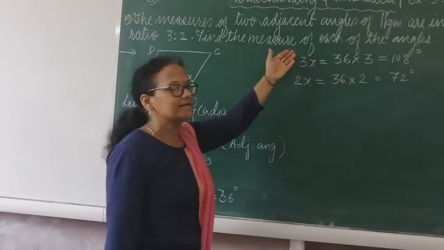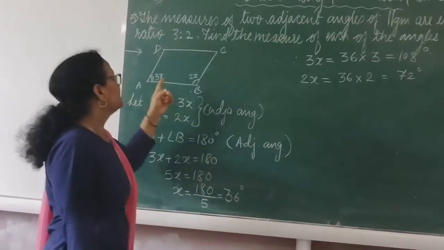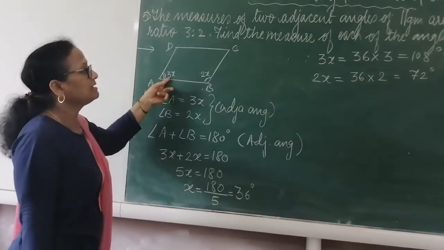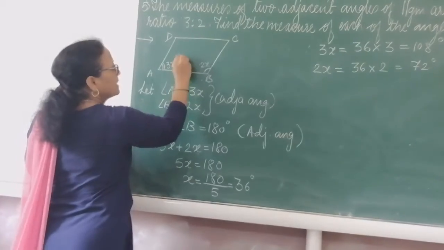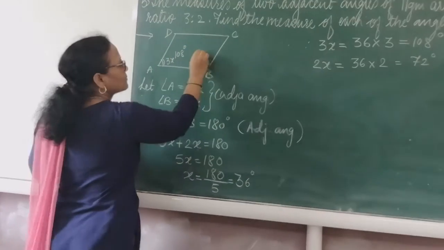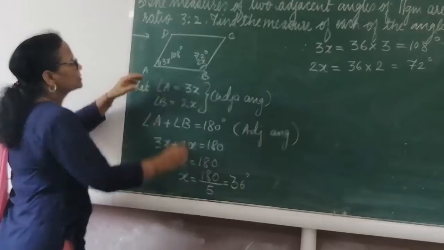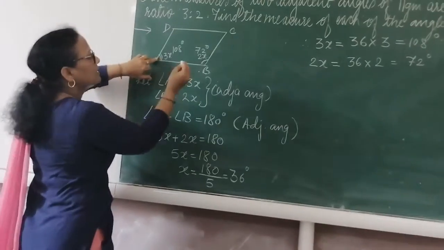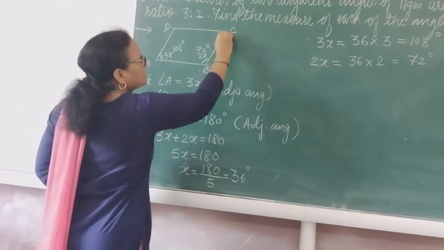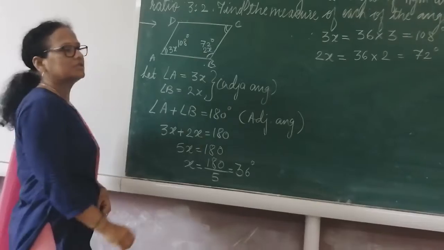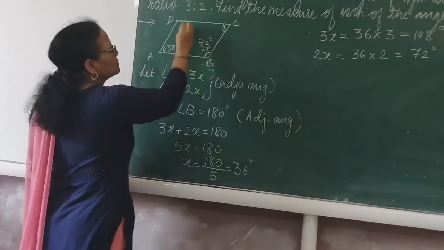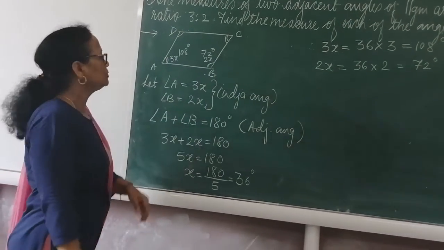Okay, now here we got the answer for the 3x and 2x. Means this adjacent angle is of measure 108 and this angle is of 72 degrees. As it is a parallelogram, opposite angles are equal, therefore this is 108. So that means also this is 108. This is 72, so this is also 72.